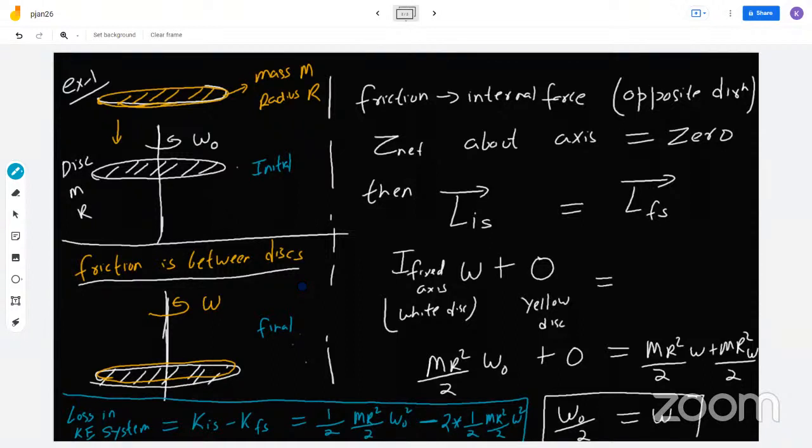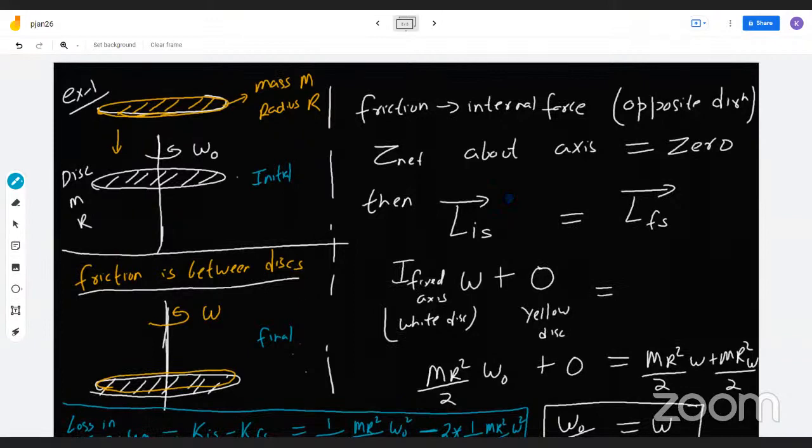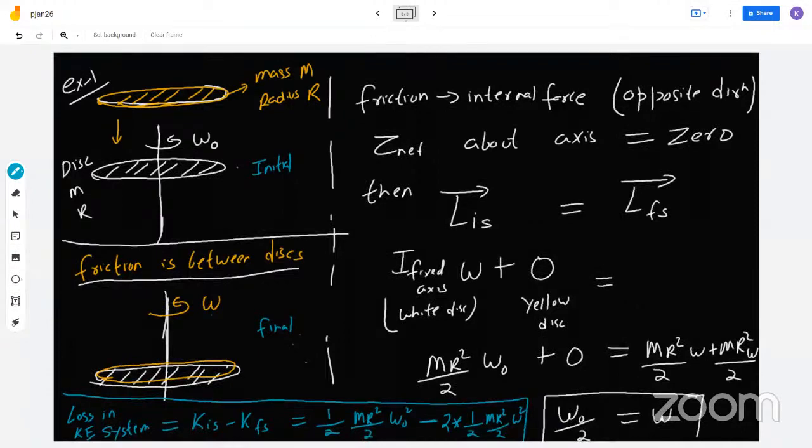Understood this one now? So here the kinetic energy is half I omega square for initial and final. Initially only the white disk had it. Finally both have the common angular velocity omega naught by 2. From that you can calculate.